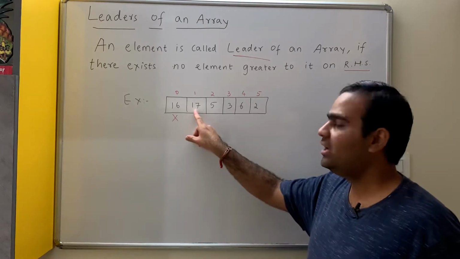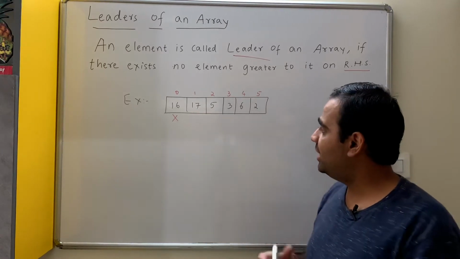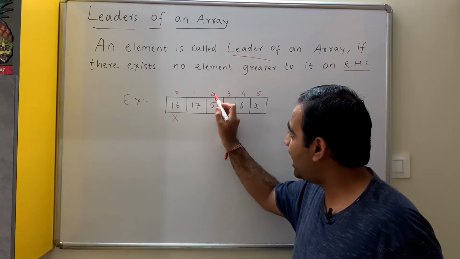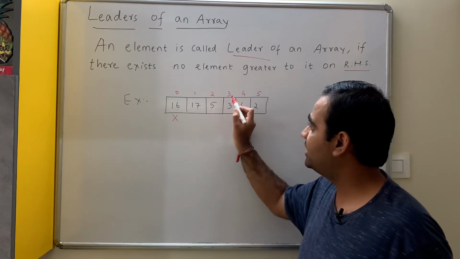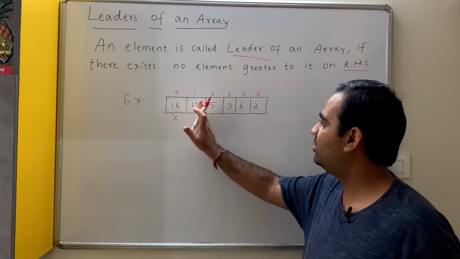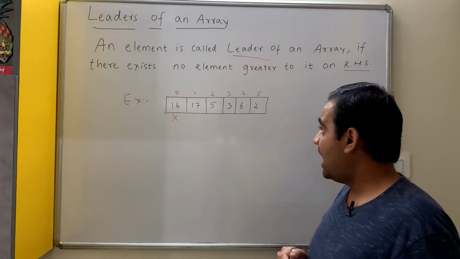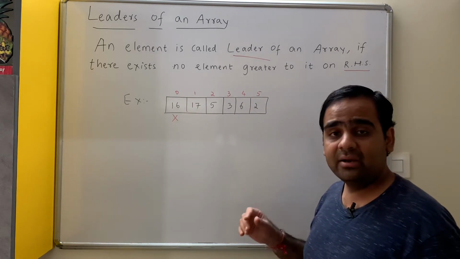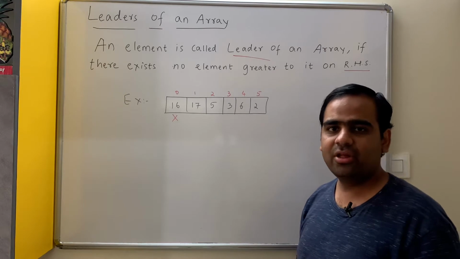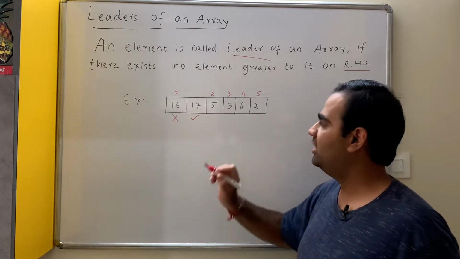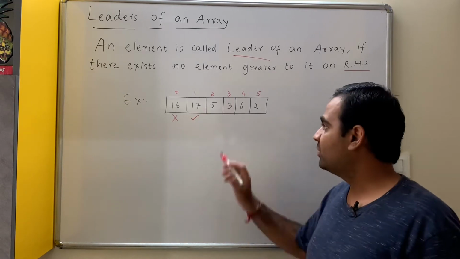Now is 17 a leader of array? Is there any element greater than 17 on the RHS? RHS means I have to search at index 2, 3, 4 and 5. This is the RHS of 17. And you don't find any element greater than 17 in the RHS subarray, therefore 17 is the leader of an array. Now let us see 5.